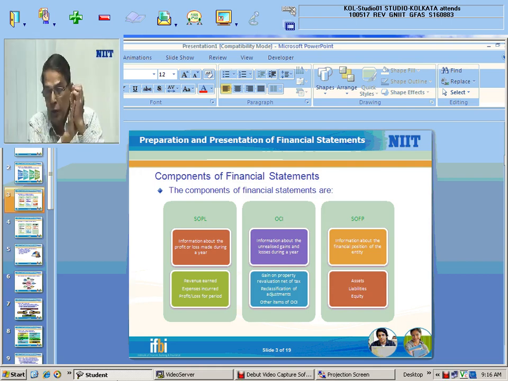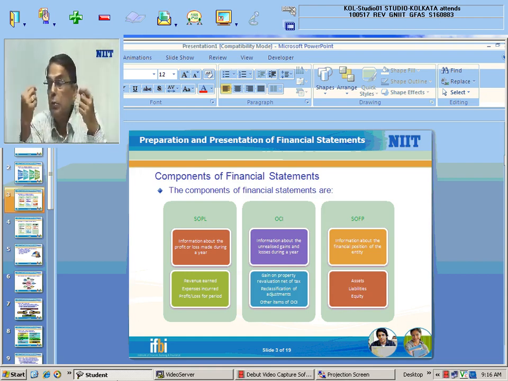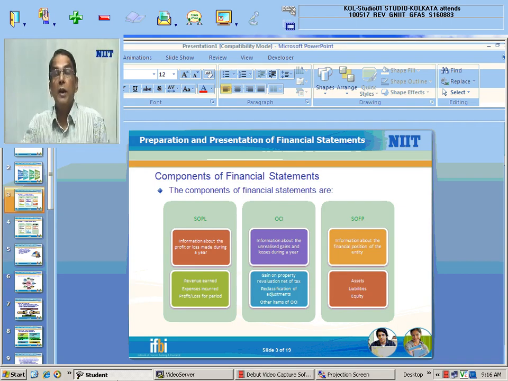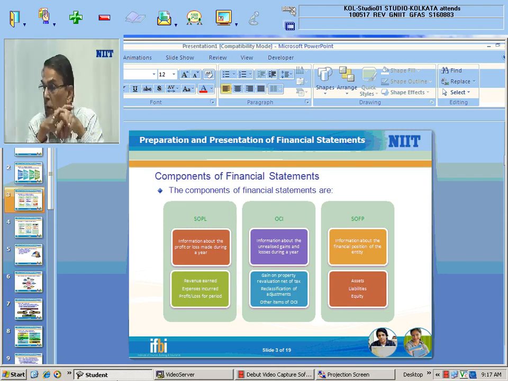But together SOPL and OCI form the income statement. They can be merged together and made into one statement. Instead of having two different statements, the statement of profit and loss and other comprehensive income, we can have a single statement by merging both. It is possible to have one single statement replacing these two components of financial statements. We can merge them into one single statement.